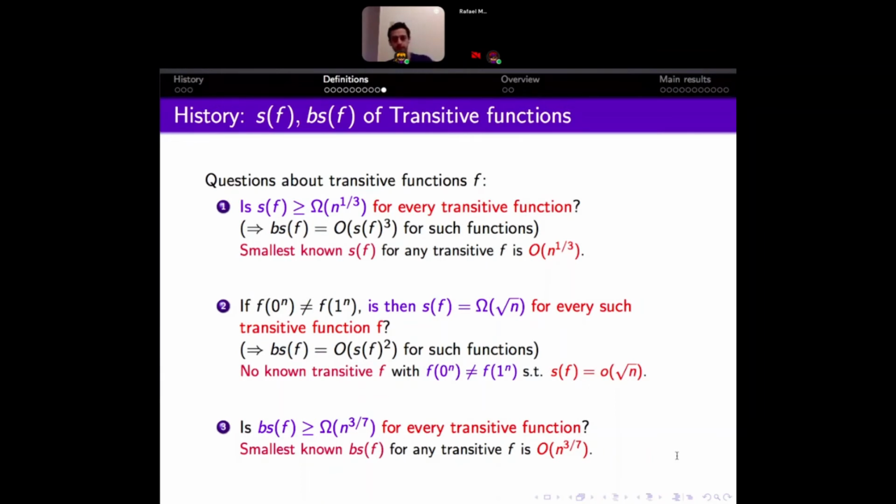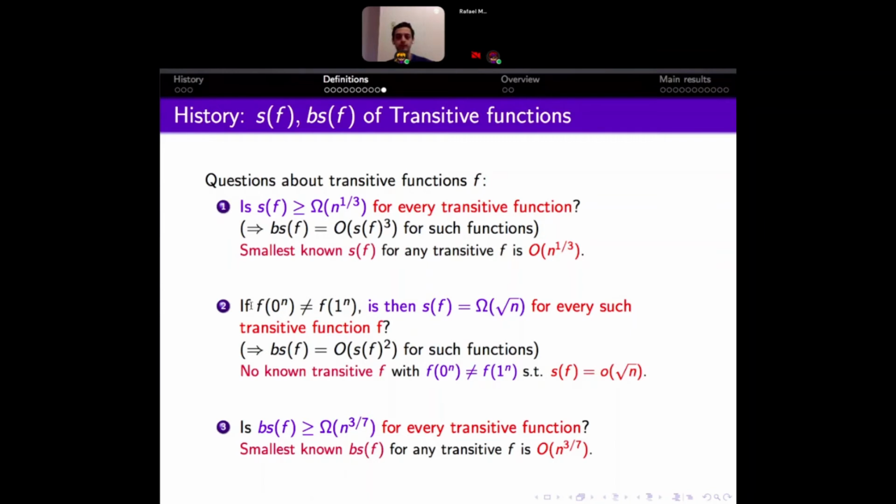Now we state some questions about transitive functions, and we shall be partially answering some of these questions in our results. The first question is whether for every transitive function, sensitivity is at least n to the 1/3. This would imply that block sensitivity is at most sensitivity cubed for such functions. And we note that the smallest known sensitivity for any transitive function is only n to the 1/3. So we don't know of any function which is transitive and has a smaller sensitivity.